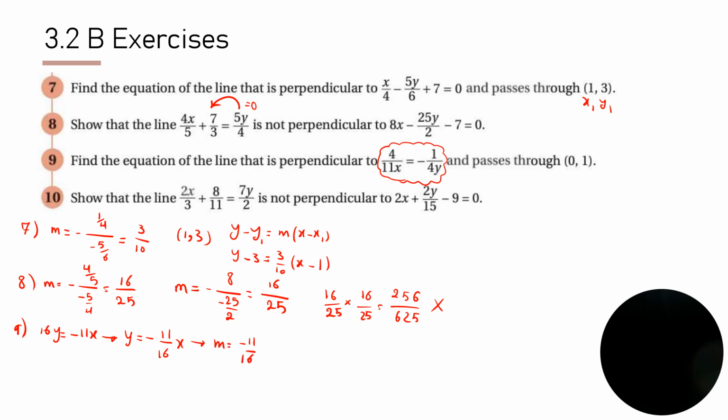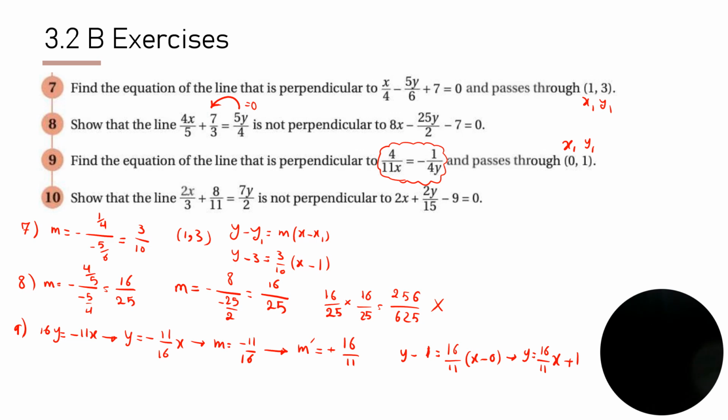If we want to make it a perpendicular line, we have to change this gradient by making it opposite and reciprocal. Therefore, m prime will be positive. Reciprocal means flip the fraction: 16 over 11. Therefore, we can write the equation considering the given point as x1 and y1. So it's going to be y minus 1 equals 16 over 11 times x minus 0. You can simplify it and write it in the form y equals 16 over 11 x plus 1.